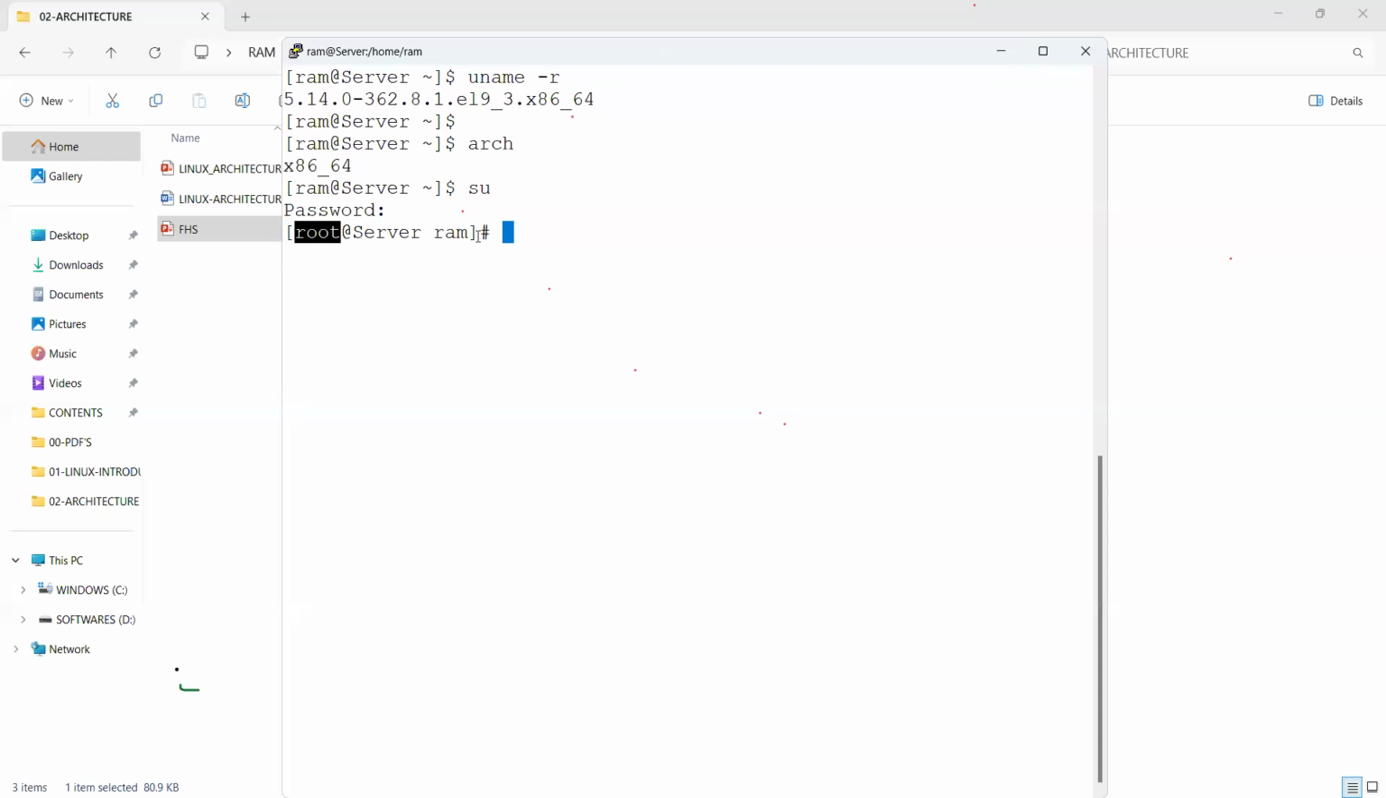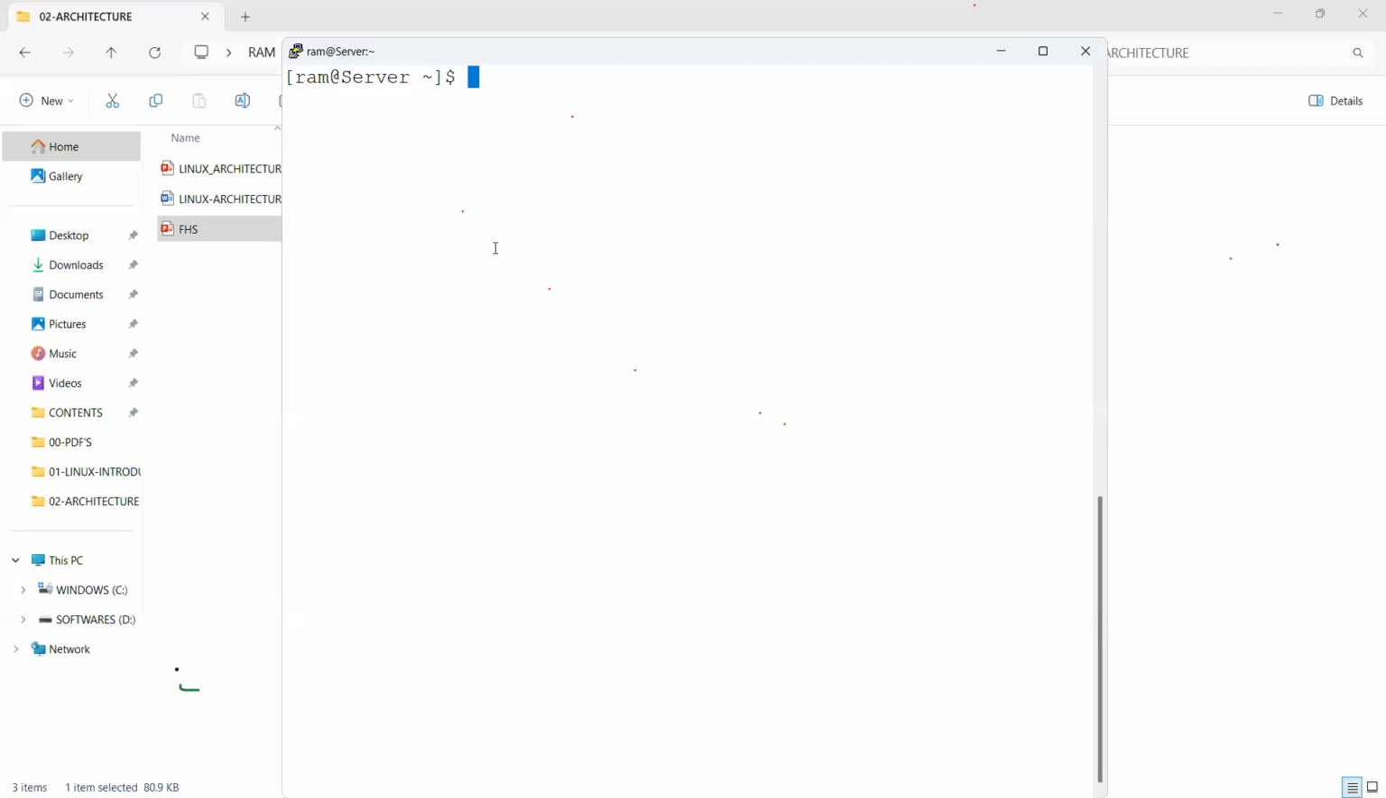Now the root user login prompt is hash, but except root user, dollar only. So now my Rom user login prompt is dollar, root user login prompt is hash. Please understand, in Linux there are only two login prompts, hash and dollar. Hash for root user, dollar for normal user. Enough. But practically after installation, I will give you more explanation about dollar and hash also. Next.